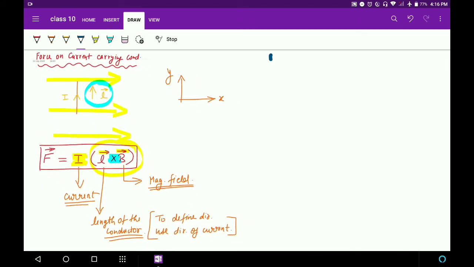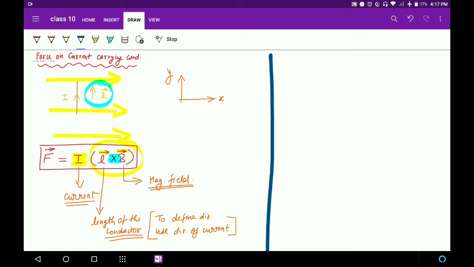Okay, so like this you can figure out the force on the current carrying conductor by using this formula. Now in 10th class, no one will expect you to actually calculate this formula, but still we will look into some basic questions and basic situations so that we get a proper feel of this.